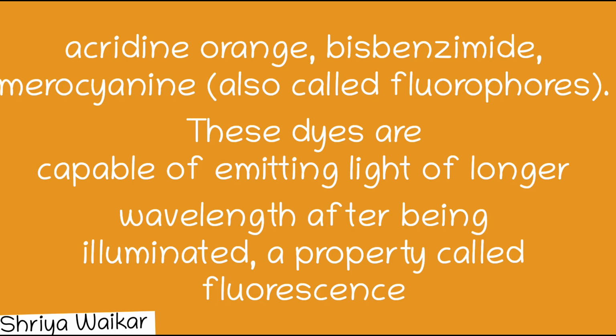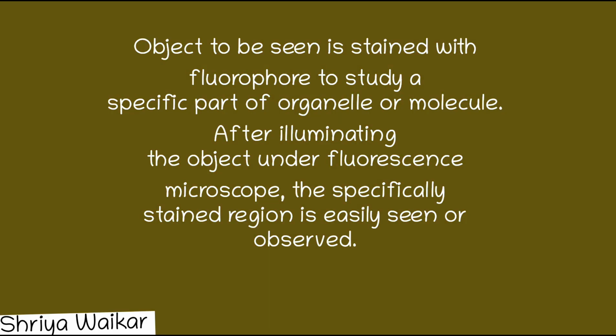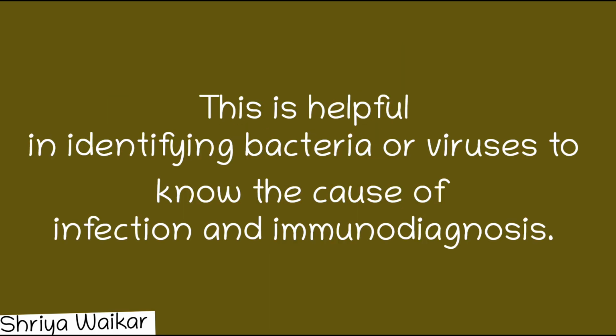As a result, the fluorophore-stained object looks more illuminated and of different color depending on the dye used. In a fluorescence microscope, the same principle is applied. The object to be seen is stained with a fluorophore to study a specific part of the organelle or molecule. After illuminating the object under the fluorescent microscope, the specifically stained region is easily seen or observed. This is helpful in identifying bacteria or viruses to know the cause of infection, in immunodiagnosis.